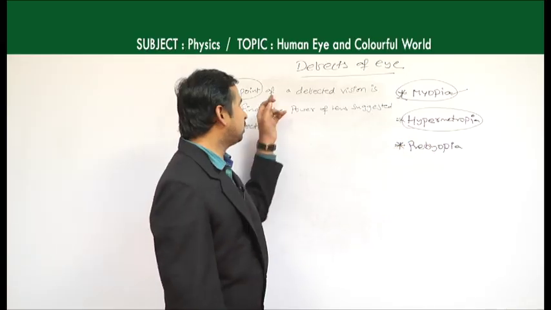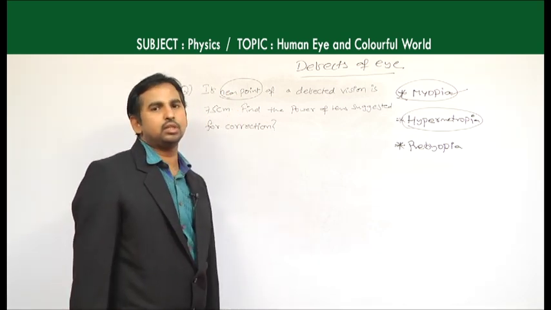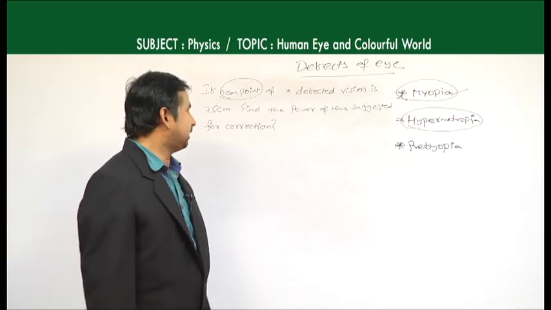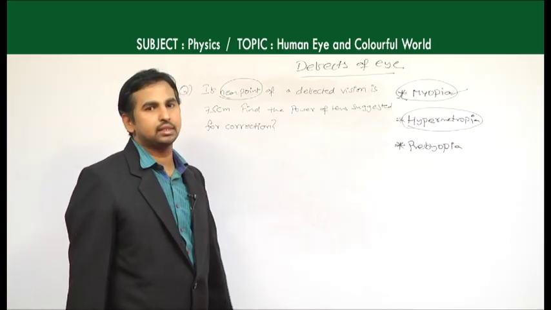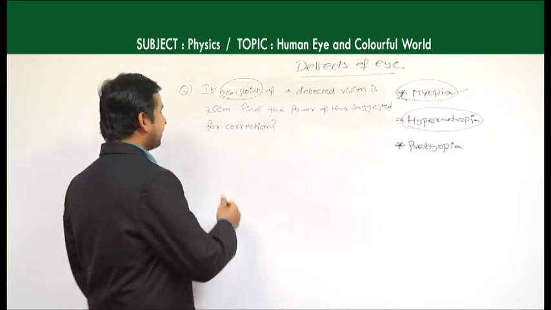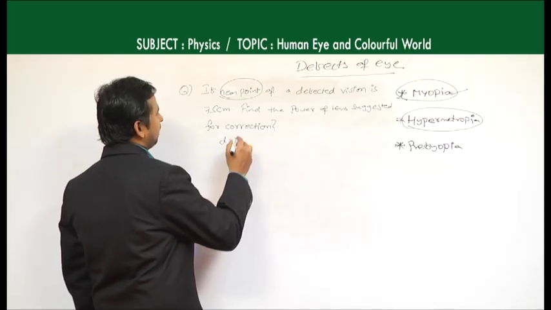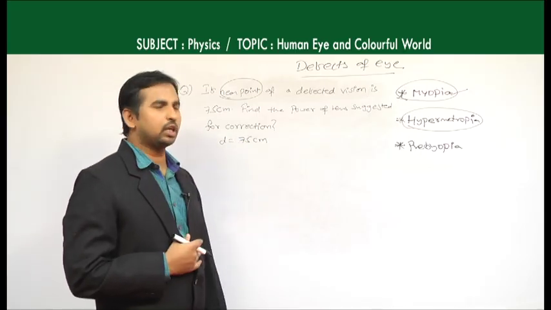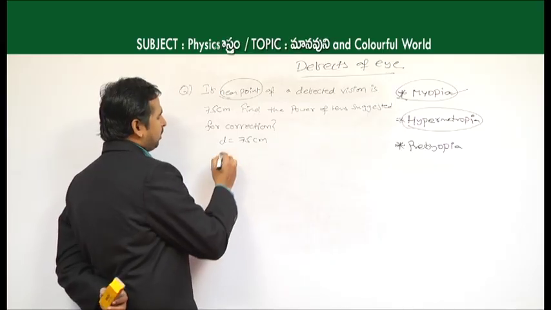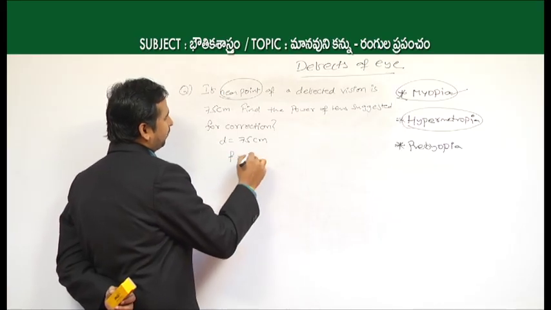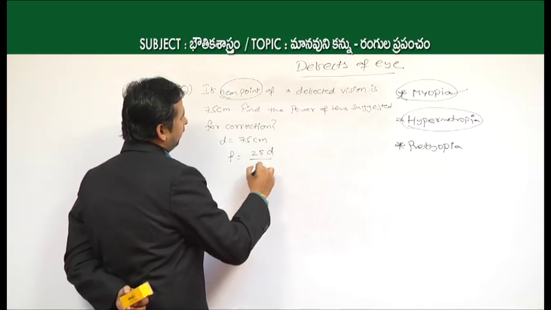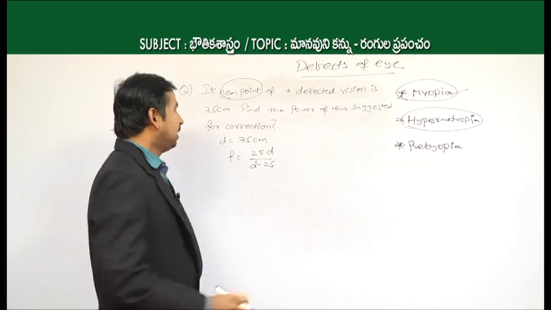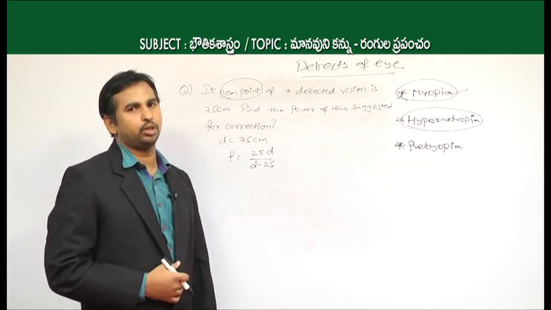As the question is about the near point, it is meant for hypermetropia, because we know the near point is the minimum distance at which a long-sighted, defective eye can see an object very clearly. The near point, d, is given as 75 centimeters. The suggested focal length is f = 25d / (d - 25). This is the formula to find the suggested focal length when the person has hypermetropia.